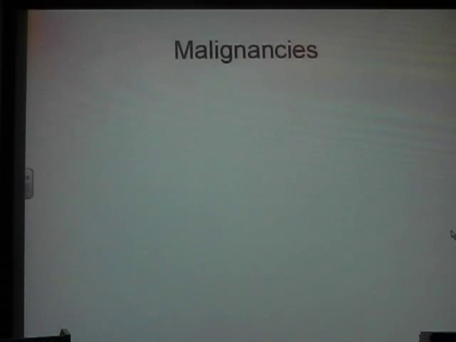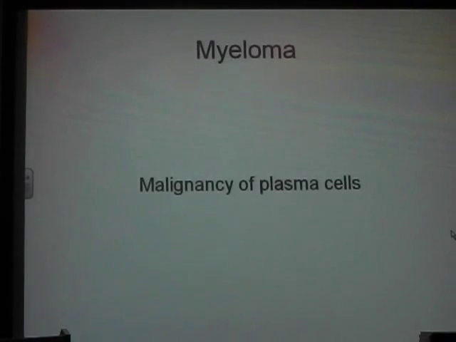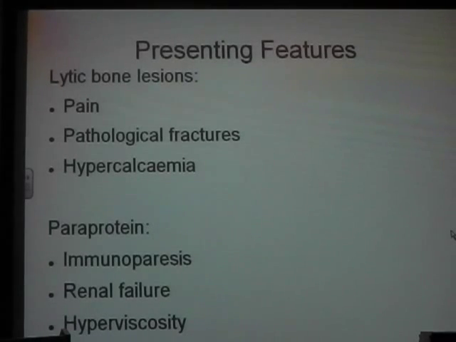Okay, so that was the anemias. That's all on your syllabus. Okay, so now we're looking at the malignancies. Myeloma. So malignancy of your plasma cells. How does it present? So you can break it up.